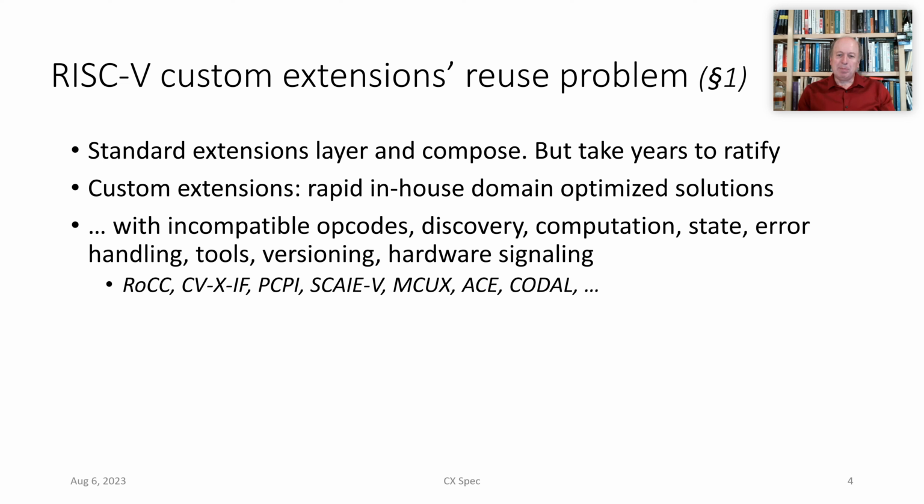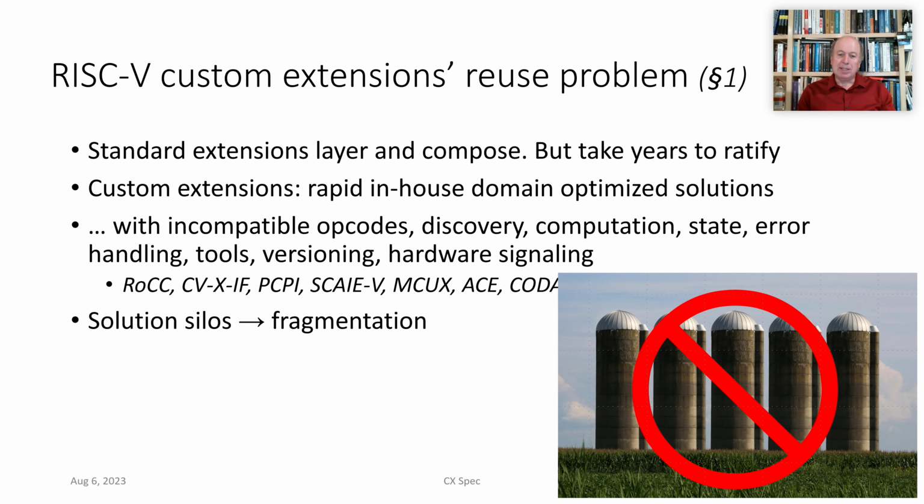However, your custom extension in software may not work correctly alongside my custom extension in software when run together within one system. We may have used the same custom opcodes for different purposes, and beyond that, we may have different means of extension discovery, models of computation and state, error handling, different tooling, different versioning systems, different hardware logic interfaces, such as these here. Unfortunately, this leads to disjoint solution silos where we can't build on each other's good work, and to fragmentation of the RISC-V ecosystem.